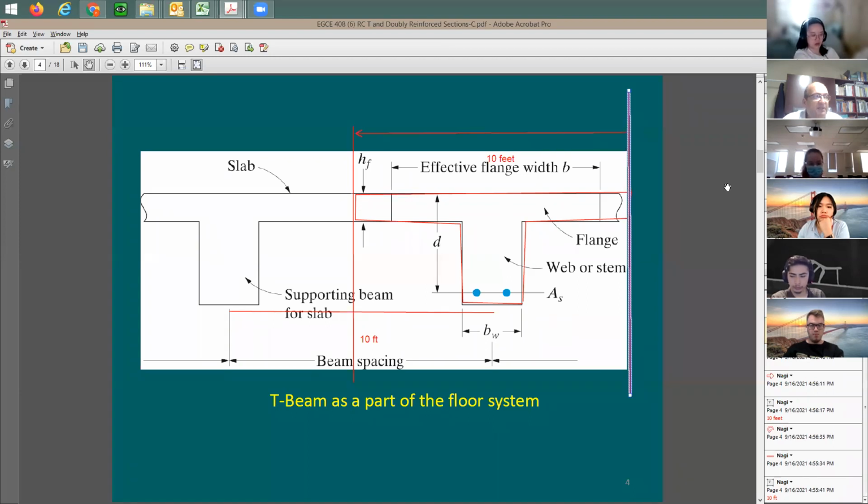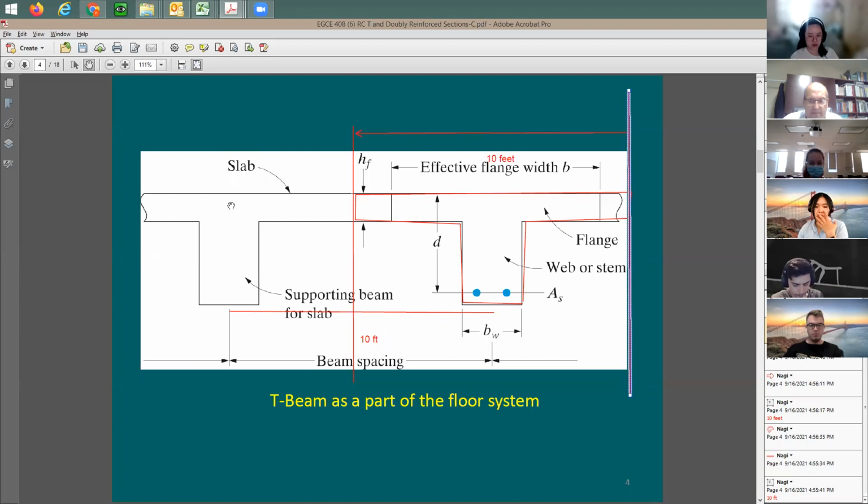Someone's going to say, but this is too much. I mean, you cannot really take the entire natural boundaries of the T section. Why? Because you assume that one half of the slab on this side is going to be working with you, the other half is going to be working with this beam. You see, this is too much. Why? Because there's another factor that contributes to this issue, which is the beam span. We're going to take also a ratio of the beam span.